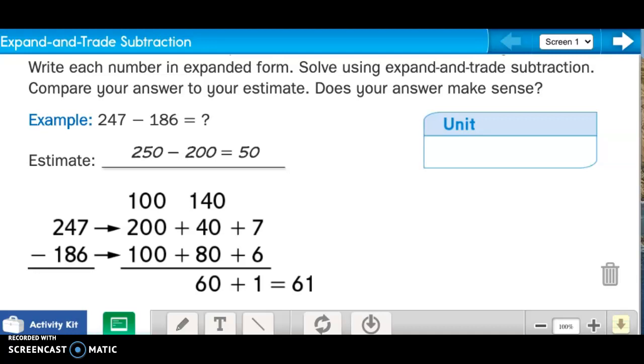Today we're learning about expand and trade subtraction. Everyday Math is all about how to find the answer in different ways. There's different ways to find an answer. You can subtract the regular way, or you can subtract the expand and trade way. And that is why they're wanting to show you how to do it the expand and trade way.